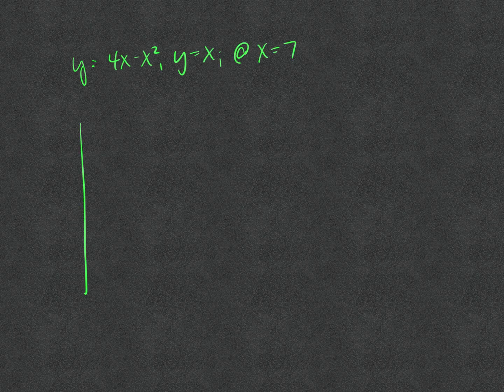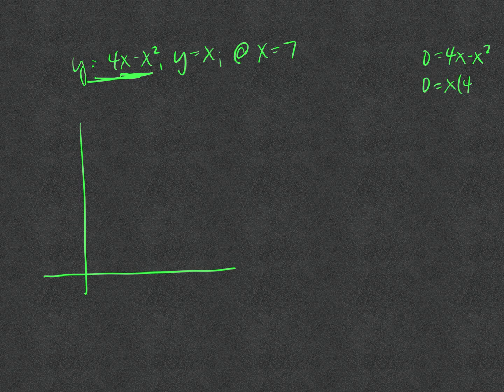This one says set up but do not integrate, and it says y equals 4x minus x squared, y equals x, and we're going about x equals 7. So 4x minus x squared is an upside down parabola. The minus x squared tells me I have an upside down parabola. And if I set those equal to 0 and factor, I get 0 equals 4x minus x squared. 0 equals x parentheses 4 minus x. So x equals 0 and 4. Those are my intercepts. So that helps me label my upside down parabola. So we go from 0 to 4. And then we have a line y equals x.